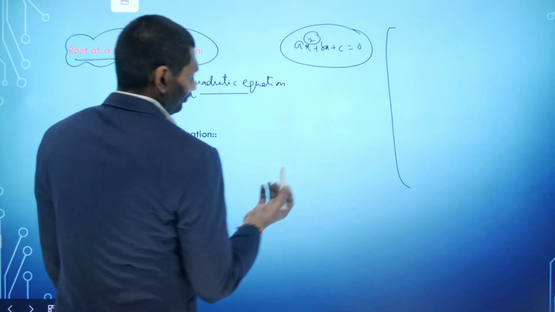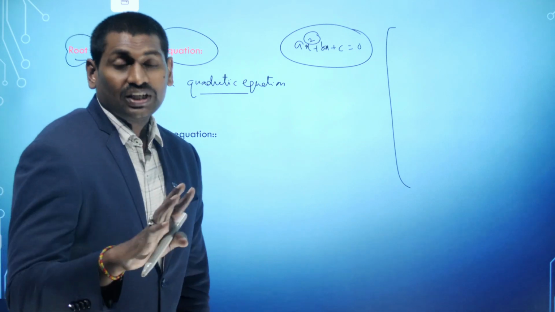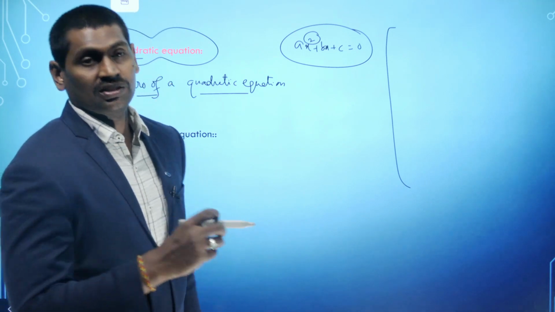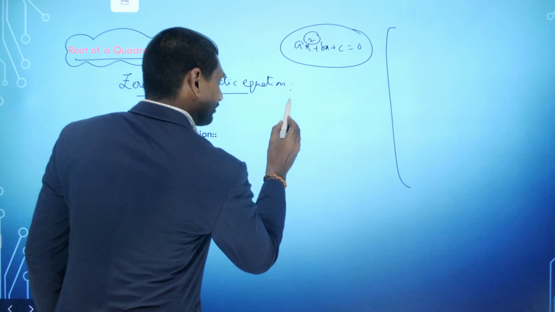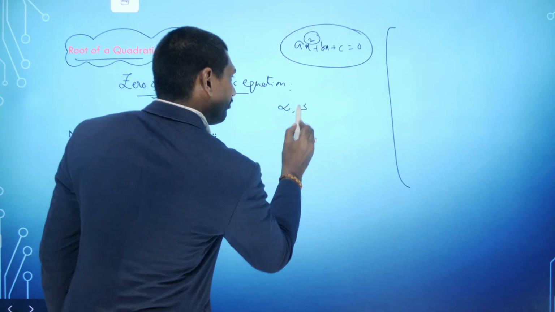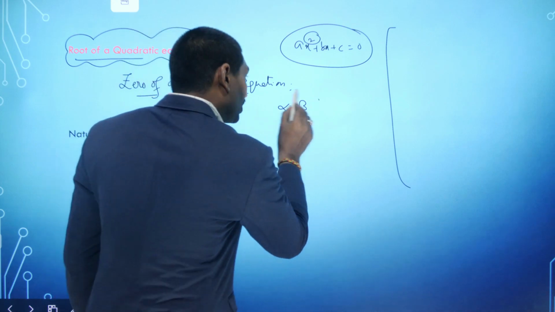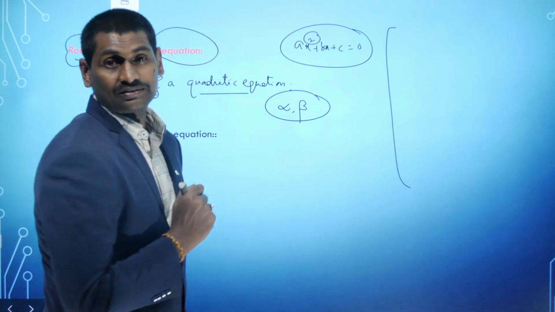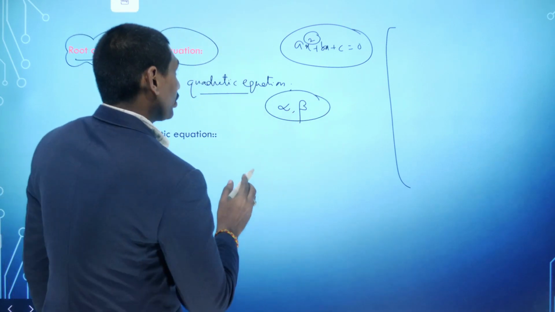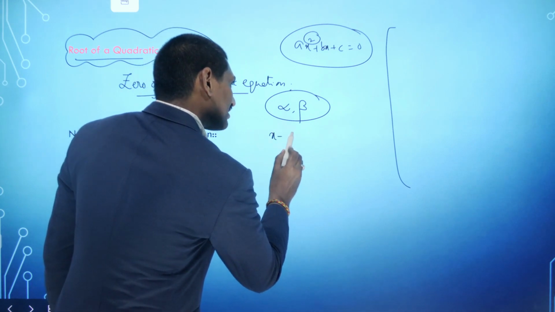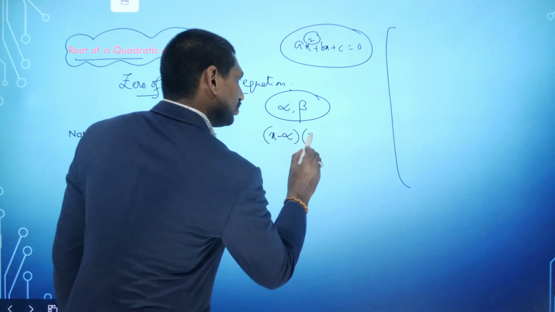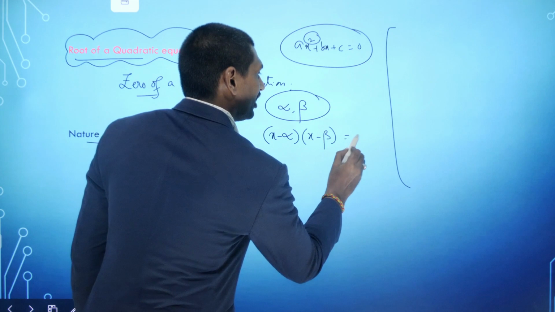So if you know the roots of the quadratic equation, for example, let me take alpha and beta as the roots of a quadratic equation, then the quadratic equation is x minus alpha into x minus beta equals 0.